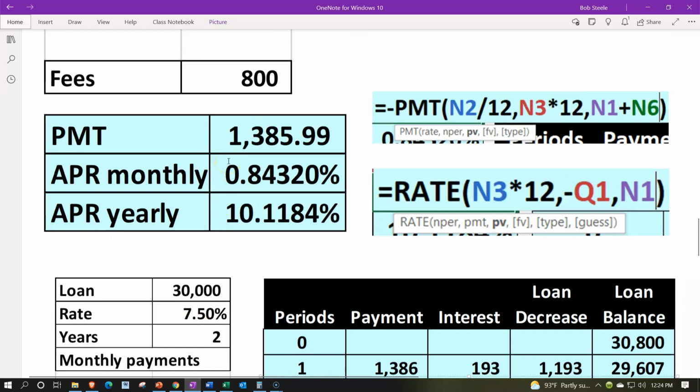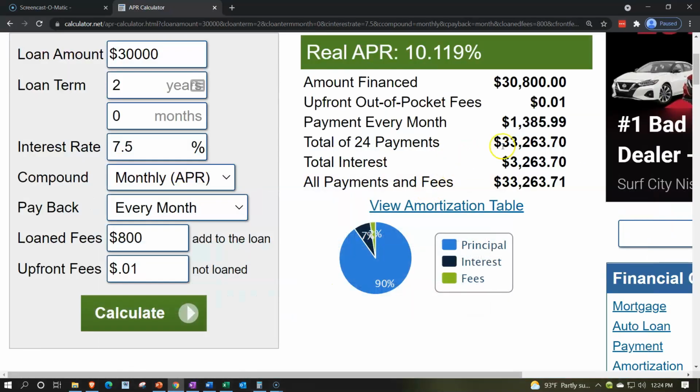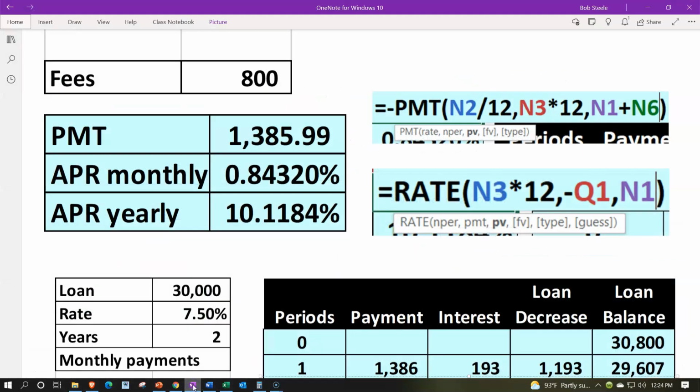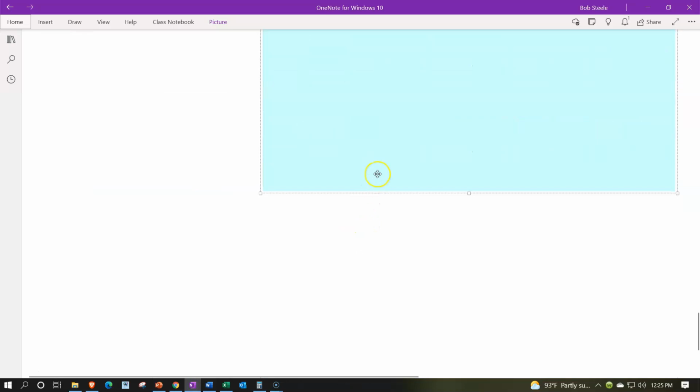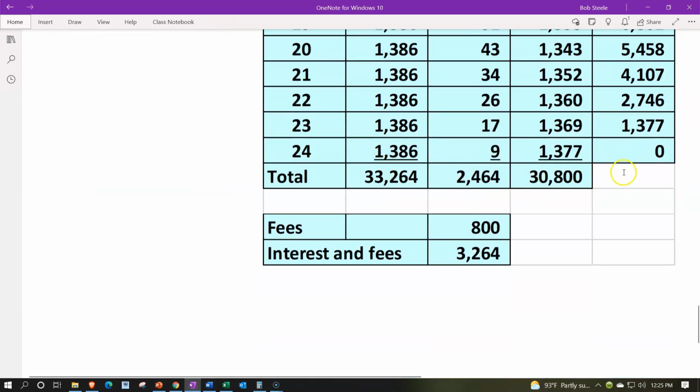So we're going to say 1385.99, and then the 30,800, we got the 10.119 on the right. So the 10.119, about 10.119, and it rounded up. I think it would round up in any case. And then we've got the total payments of the 33,263 and the interest at the 3,263. If we scroll all the way down here, the loan goes down to 0. We got the interest of the 2,464 plus the fees of the 800, 3,264 about in terms of the interest and fees.